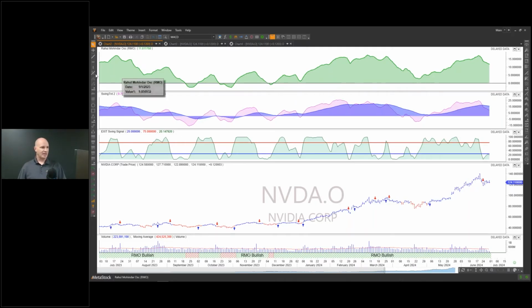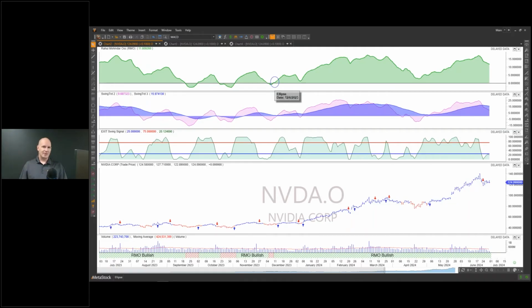So if we go back in NVIDIA here, we can see the primary trend of NVIDIA has been bullish since right here. Let's actually draw a circle around it right here. We'll just look at this latest circumstance, okay? So right here, RMO went bullish from bearish, okay? So that's our first indication. If I was going long, I'd look for this indicator first to be bullish. So the primary trend is bullish, okay?